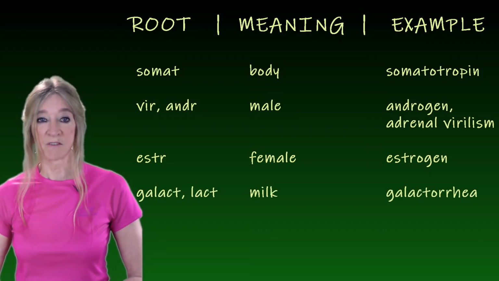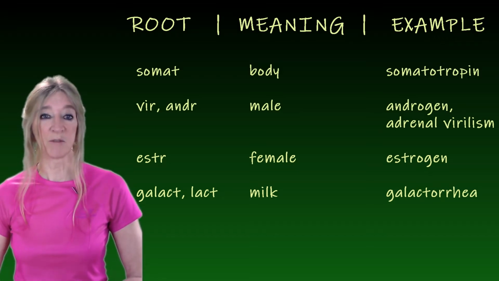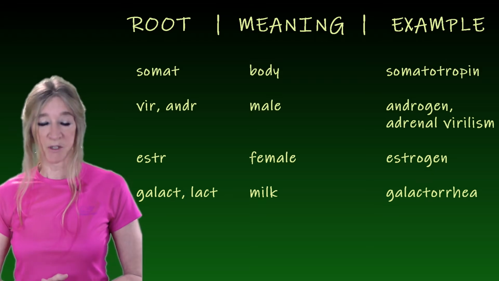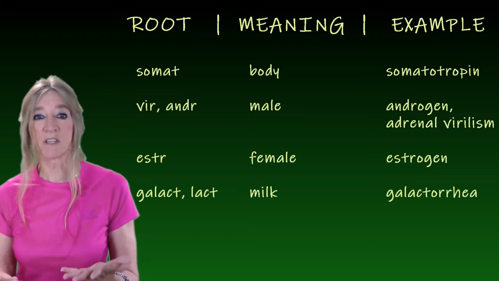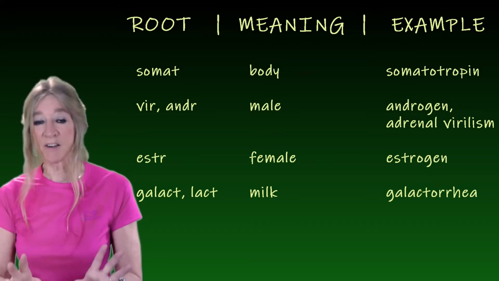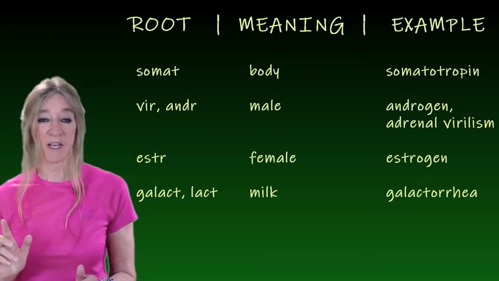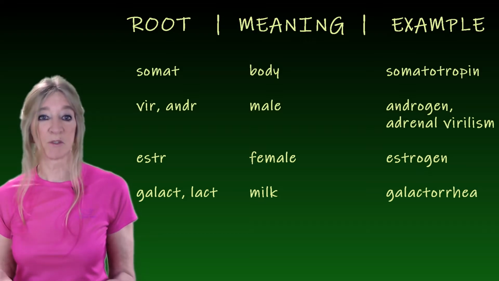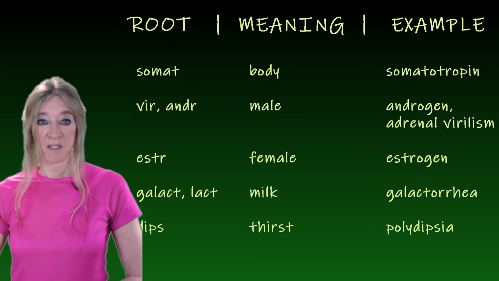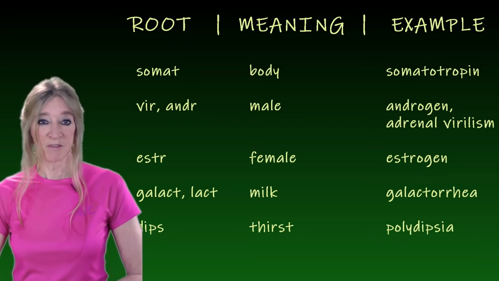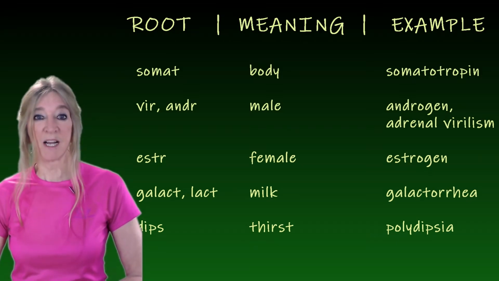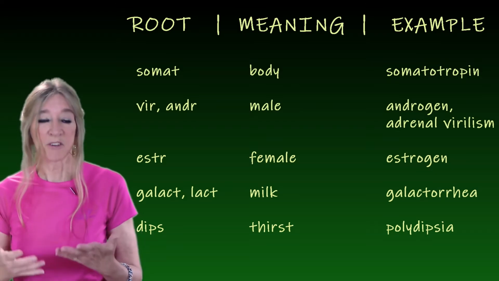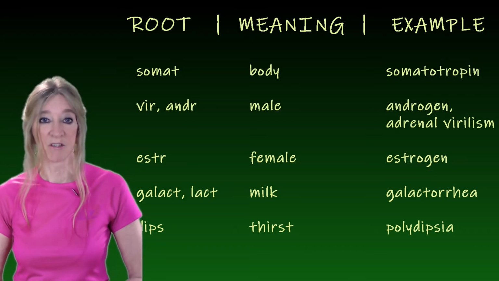The next roots, galact and lact, meaning milk. An example is galactorrhea, which is a discharge of a milky substance from the nipples, unrelated to normal birth. And note that root, rhea, the same root in diarrhea. The next root, dips, meaning thirst. Polydipsia means much thirst, basically dry mouth.